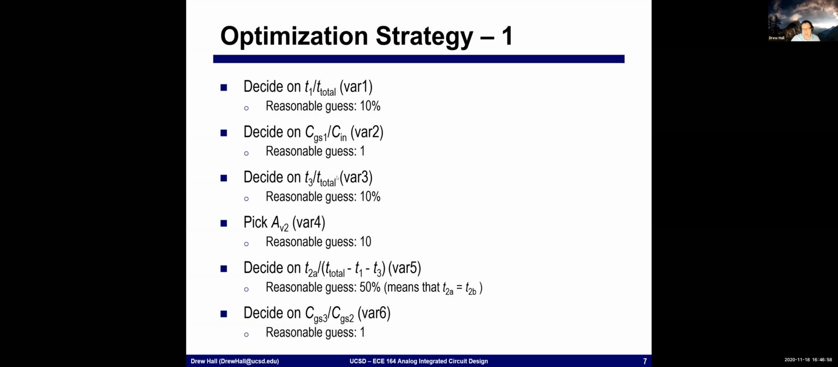Then I decide on the proportion of the time constant that I want to spend at the output. Again, it is also a low impedance node, very much like the first design variable. And so I initially budgeted about 10% of this total budget there. Okay. And then, like your project, I need to partition the gain.